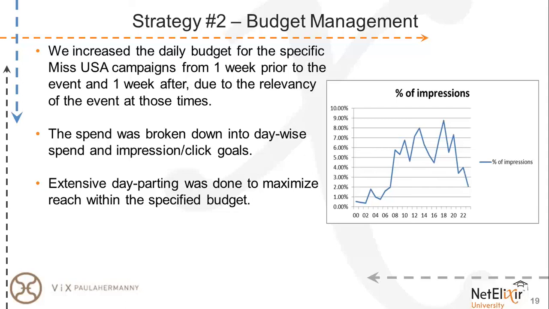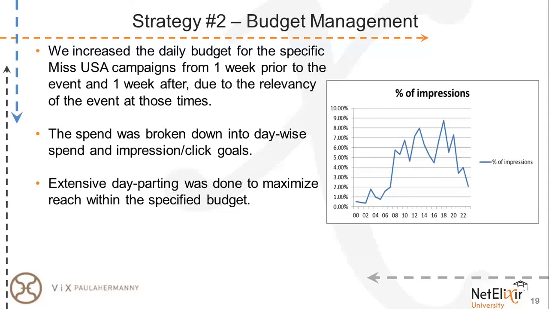The second strategy was budget management. Now, what we did was we not only increased the daily budget for a specific time period, we had a different budget multiple for week 1, a separate budget multiple for week 2, etc. But we also broke down the spend into a day-wise spend and impression and clicks goal. So every day we had a particular goal to hit.